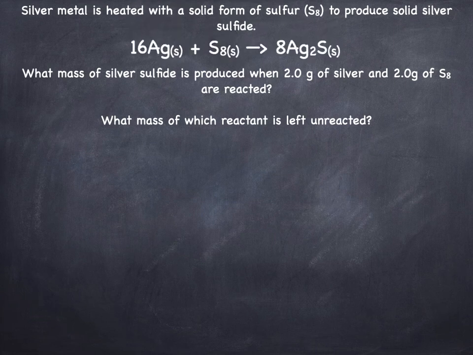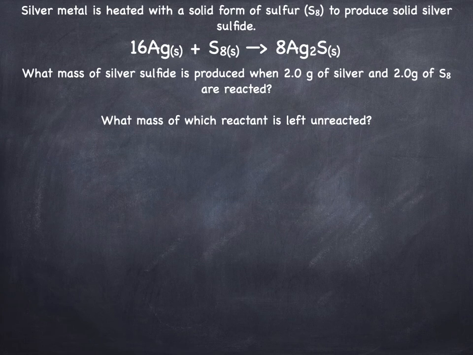So here we are. Here's our chemical reaction. 16 moles of silver solid plus 1 mole of sulfur S8 produces 8 moles of silver sulfide, Ag2S. The question here is, what mass of silver sulfide is produced when 2 grams of silver and 2 grams of sulfur are reacted? What mass of which reactant is left unreacted? There are a couple of different ways to tackle these problems. We're going to look at one now, and then in the next video, I'll break down all of the different ways that you could go about this.